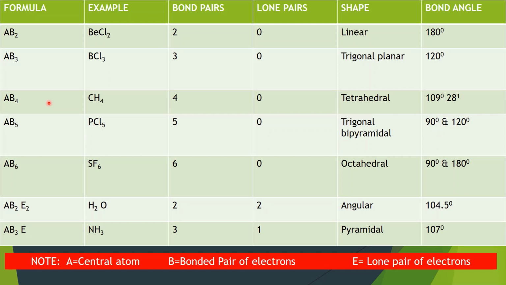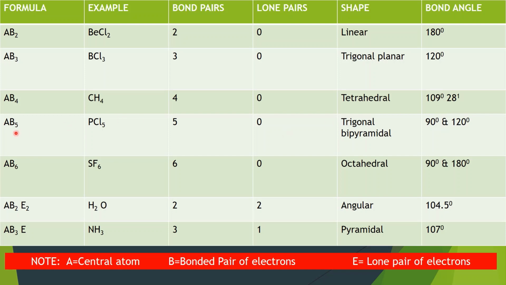And the third type is where there are 4 bonded pairs around the central atom. CH4, methane, is the example for this model, and bonded pairs are 4, lone pairs are 0. Shape is tetrahedral and bond angle 109 degrees 28 minutes.